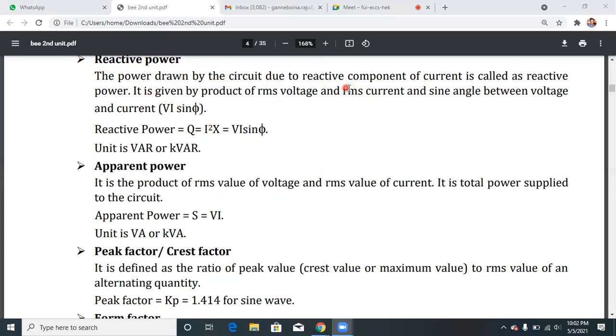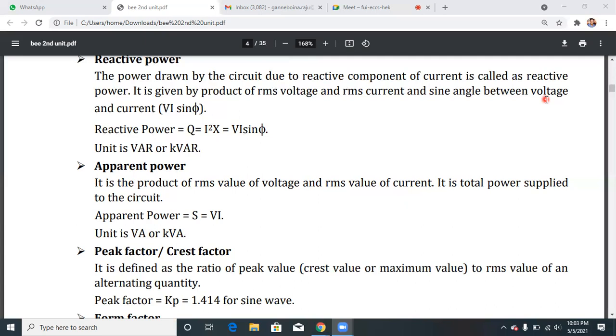Power drawn by the circuit due to the reactive component of current is called reactive power. It is given by the product of RMS voltage and RMS current and the sine of the angle between voltage and current. Reactive power Q is equal to I square into X, that is VI sine phi. Units are VAR or kilovar. VAR is nothing but volt ampere reactive, or kilovolt ampere reactive. Understood? These are the reactive power units.